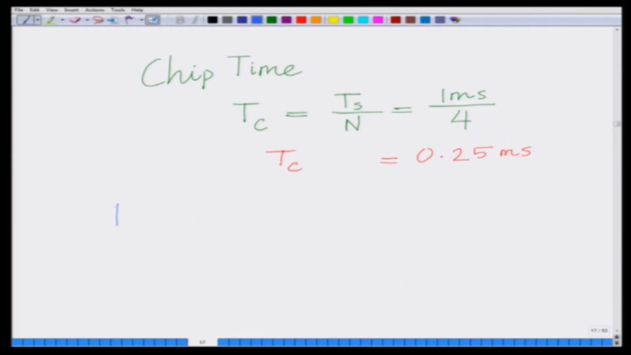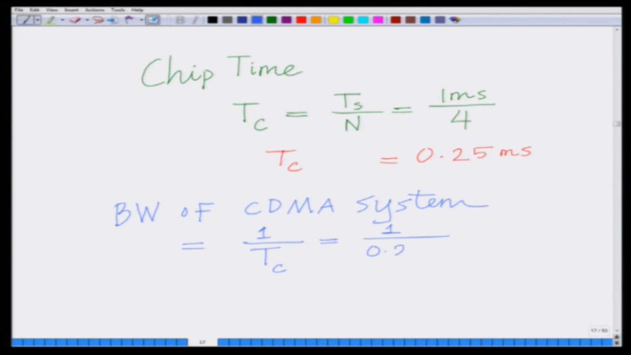Therefore, now the new bandwidth of the CDMA system is 1 over the chip time, which is 1 over 0.25 millisecond, which is basically equal to 4 kilohertz. So, therefore, the bandwidth of the CDMA system is 4 kilohertz.